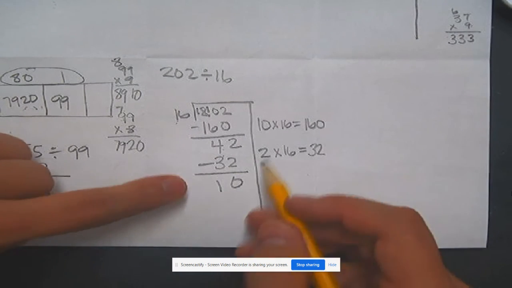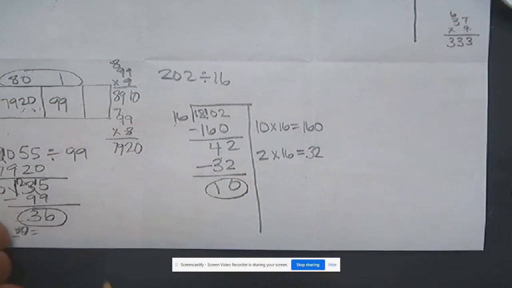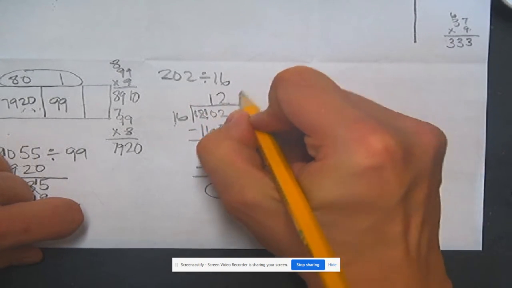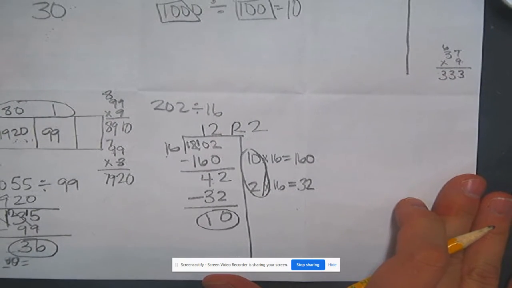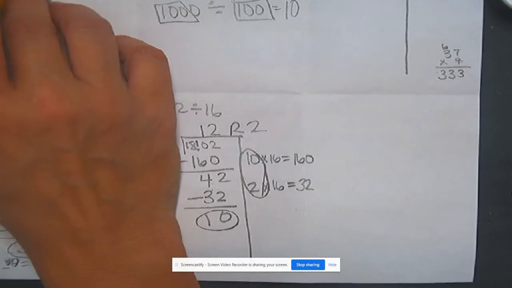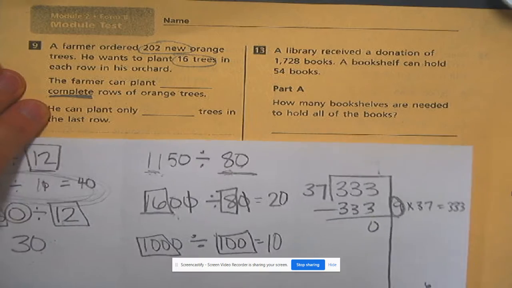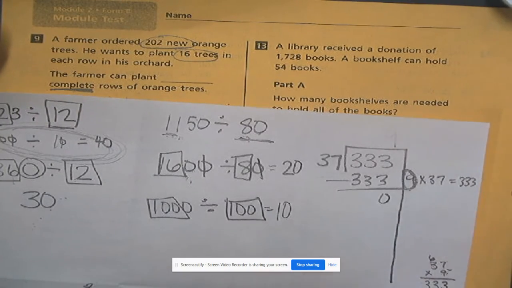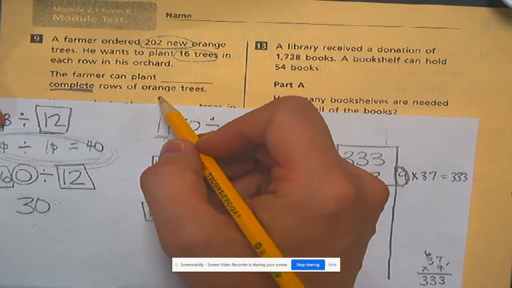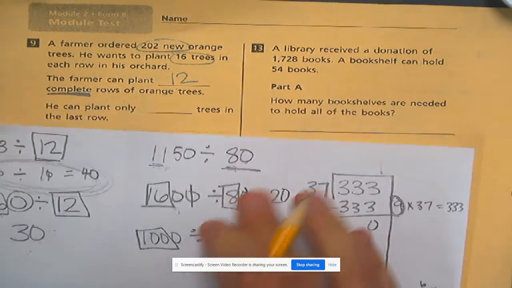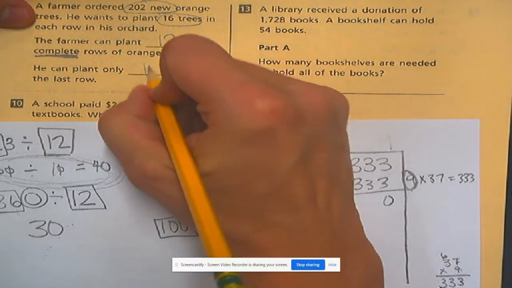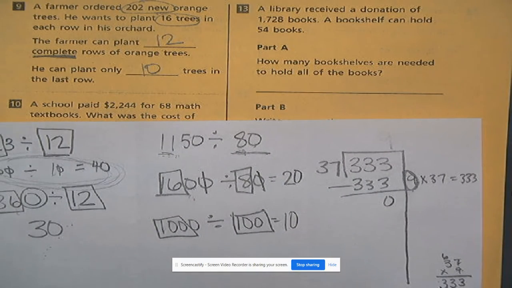So we know we're done, right? Because our remainder is smaller than the divisor, so I circle it. So where's my answer? On the side. So what's our answer? 12 remainder 2. So he can plant how many complete rows? Oh, look at the answer again. Complete rows. Oh, yep, sorry. Remainder 10. 12 remainder 10. How many complete rows can he plant? 12 complete rows. He can plant only how many in the last row? Yeah, that's our remainder, 10. It didn't make the complete row, right? But he can plant those 10.